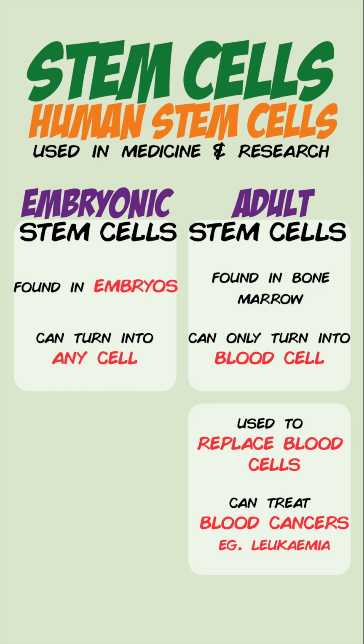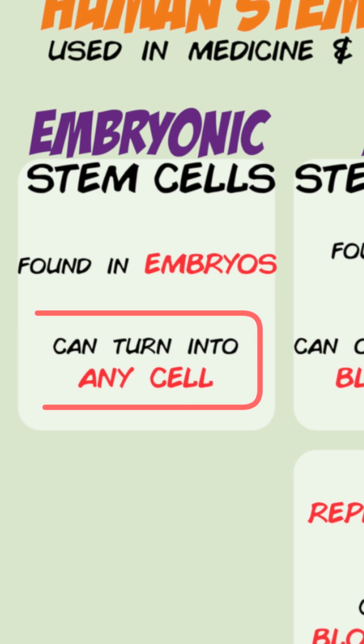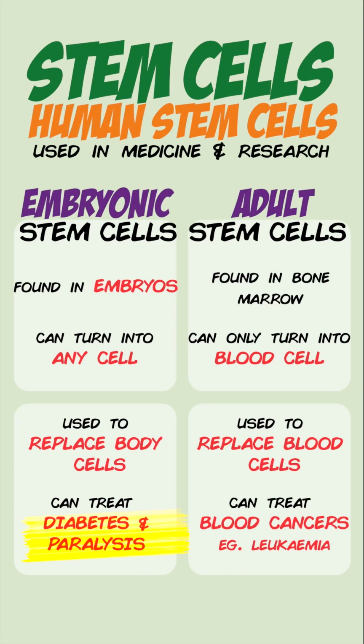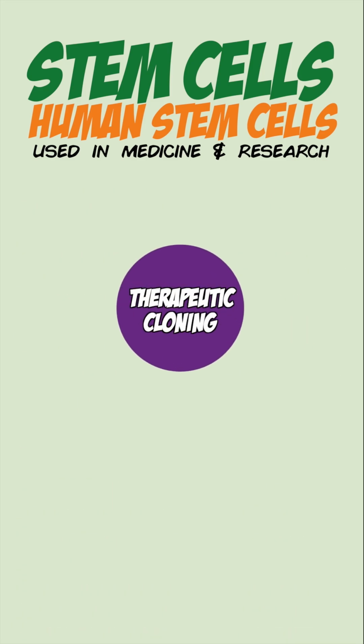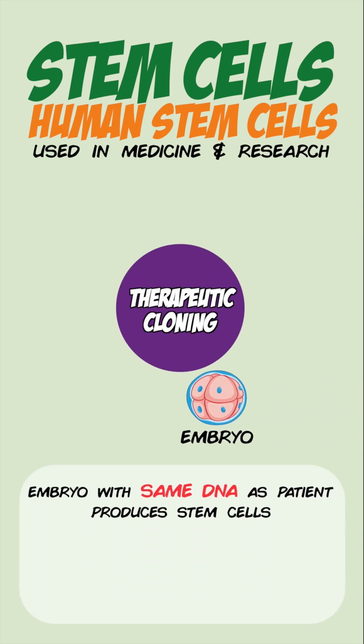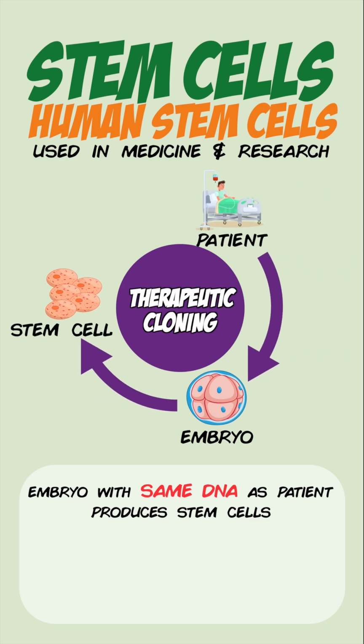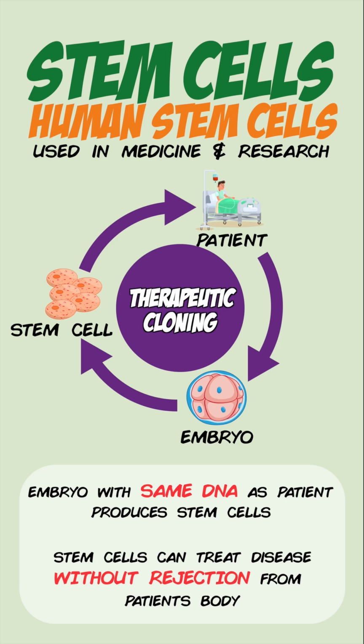Embryonic stem cells can be used to treat even more diseases as they can turn into any cell. These can treat conditions such as diabetes and paralysis from spinal injuries. Therapeutic cloning is a technique that involves creating embryos with the same DNA as a patient. The embryos can be used to produce stem cells with the same genetic information as the patient. This means that the patient can be treated for a disease using these stem cells without the body rejecting them.